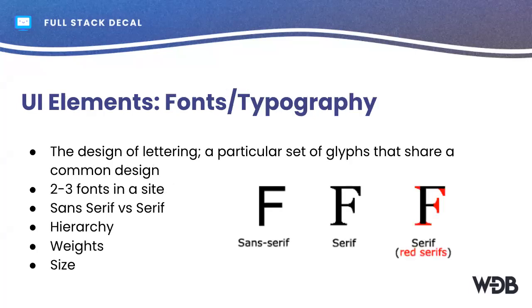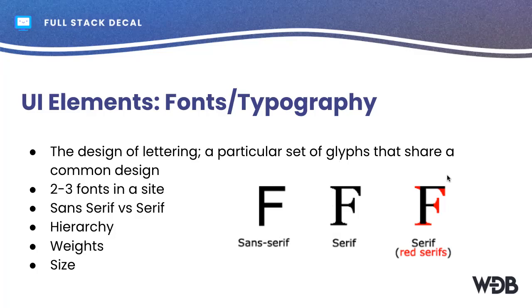One of them is fonts and typography. So this is the design of lettering, and it's a particular set of glyphs that share a common design. Generally within your site, you want to have 2 to 3 fonts, not too many or else it'll look like a jumbled mess, but also not too few or else it'll be really simple. And there's a difference between sans serif and serif. Serif is basically curl. Sans basically means not. So sans serif is not curly. As you can see right here, there are no curls here. Serif, this one right here, as you can see, has some curls right there.